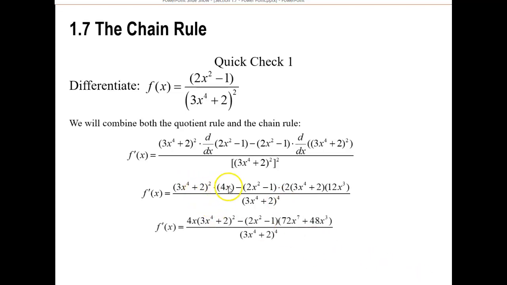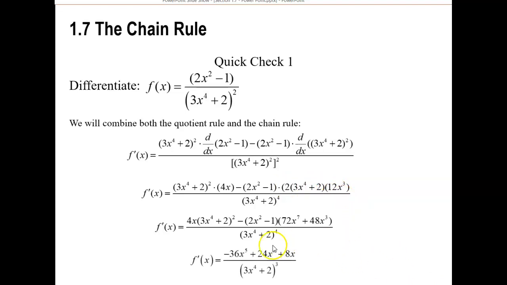So this first term, they've just moved this to the front, 4x times 3x to the fourth plus 2 squared, minus this 2x squared minus 1. And then they've cleaned this up. So they've taken this 2 times the 12x cubed would be a 24x cubed, and distributed it through the parentheses. So 24 times 3 is 72. X cubed times x to the fourth is the x to the seventh. And then 24x cubed times the 2 is 48x cubed. So just distributing the 2 and the 12x cubed, leaving the bottom as is.